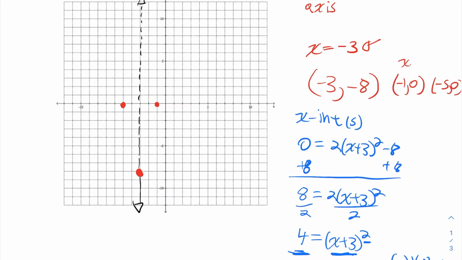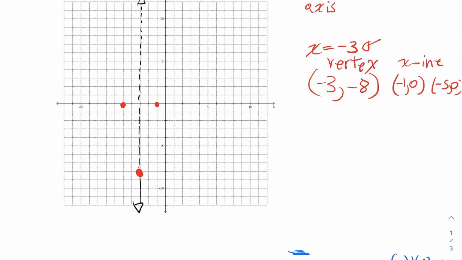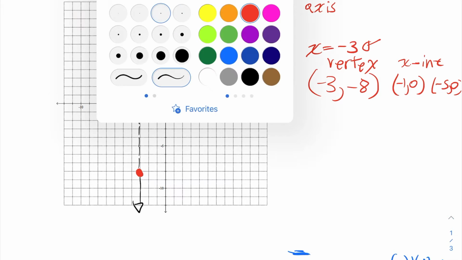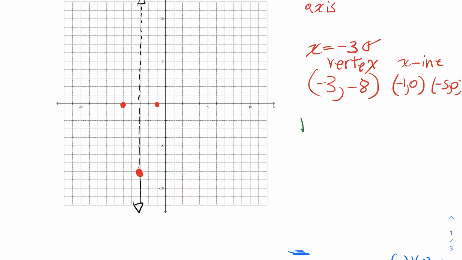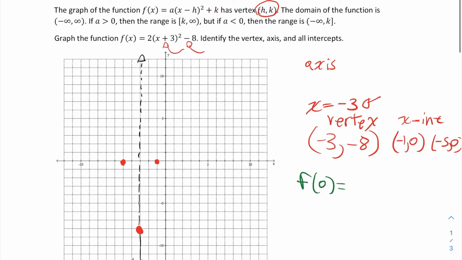And this is the vertex. And now I just want to find the y-intercept. So to find the y-intercept, I'm going to find f of 0. Just plug 0 in. So that's going to be 2 times (0 plus 3) squared minus 8.